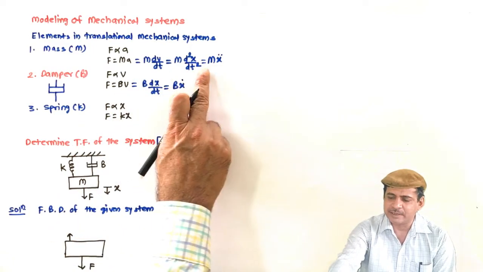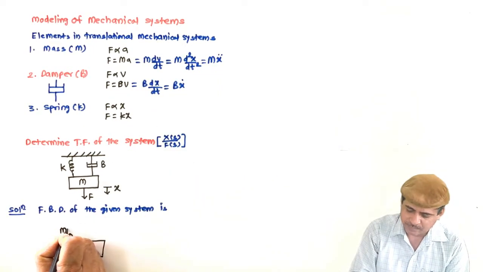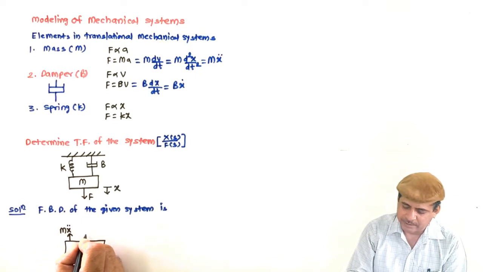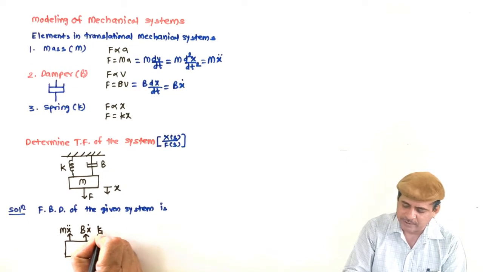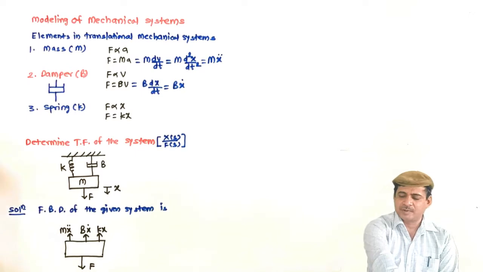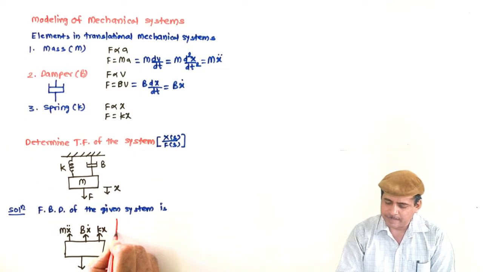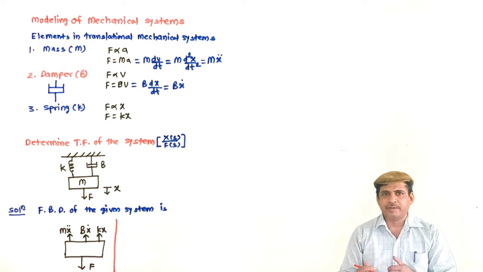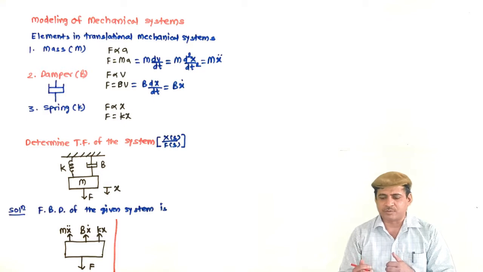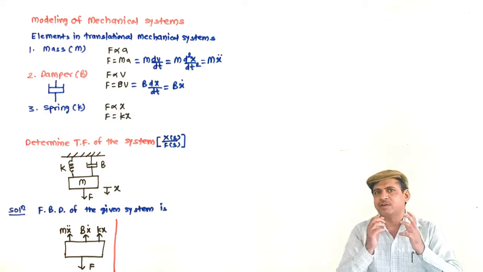mass it is mx double dot, then for damper it will be bx dot, and for spring it is kx. And then by applying the force balance equation, so there will be force balance. When at the force balance the system will be under equilibrium.